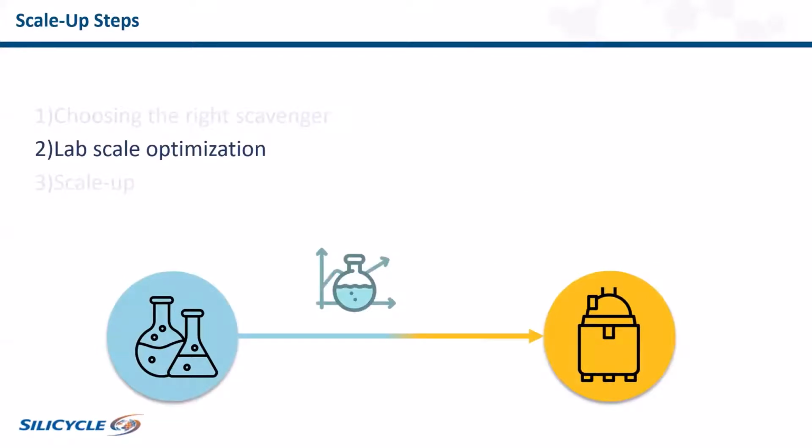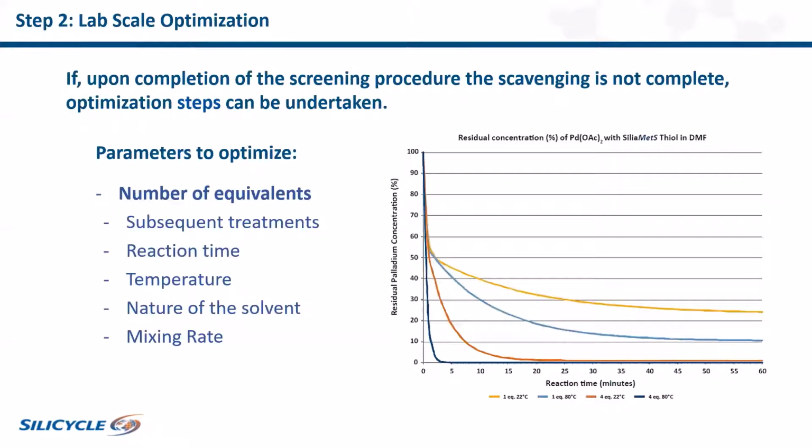After an initial screening, the next step is lab scale optimization. The lab scale optimization allows you to adjust several parameters: the number of equivalents, subsequent treatments, the reaction time, the temperature, the nature of the solvent, or the mixing rate. The graph on the right is a good representation of this step.